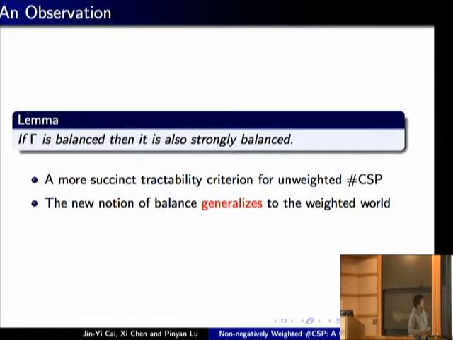And it comes as a surprise that we can actually show that it's equivalent to strongly balanced. First of all, strong balance of course implies balance. But we can also show that if gamma is balanced, then it is also strongly balanced. So the two implications give us, first of all, a more succinct criterion for unweighted counting CSP. On the other hand, this new notion of balance can be easily generalized to the weighted world. And the hope is that this would be the correct tractability criterion for the weighted setting.